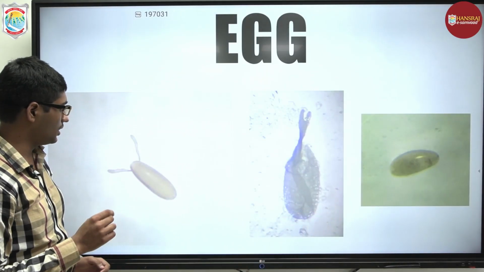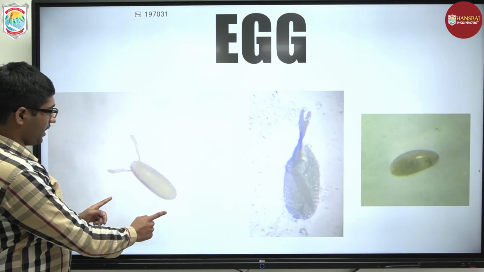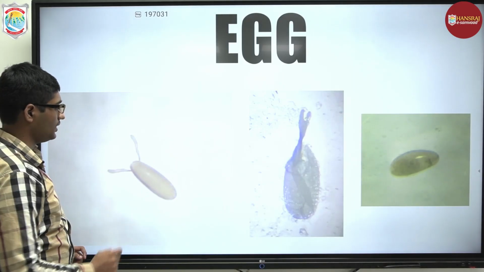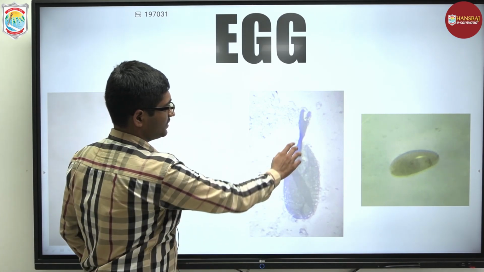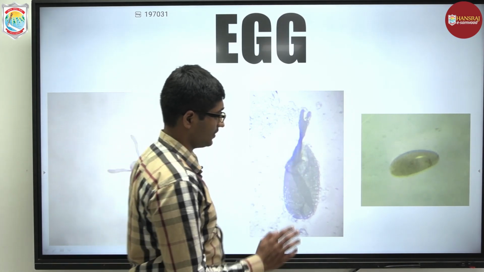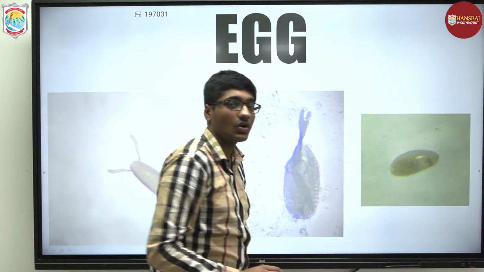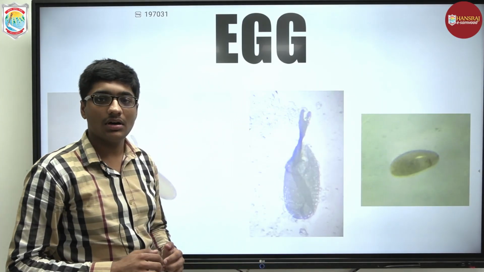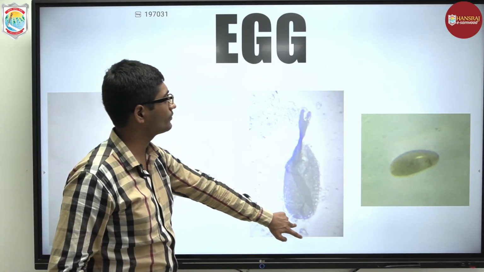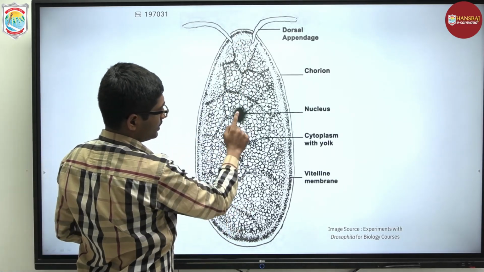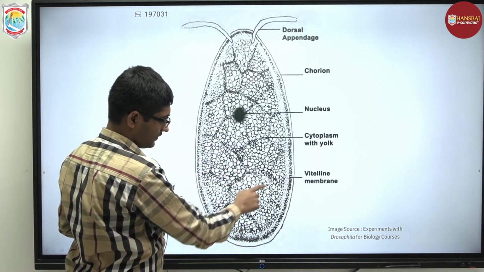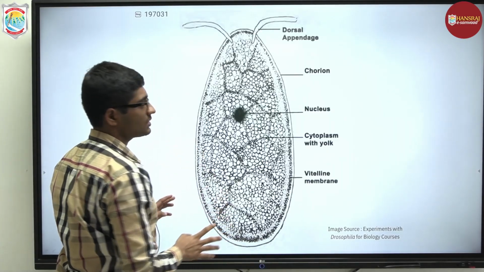Okay. Now, each stage one at a time. This is an egg. This egg has a chorion layer with dorsal appendages, and sometimes these appendages get twisted, and rarely these appendages are also not there. Okay, so this is a dorsal appendage, chorion layer, nucleus, cytoplasm with yolk cell, and the vitelline membrane is there. So this is the general structure of an egg.